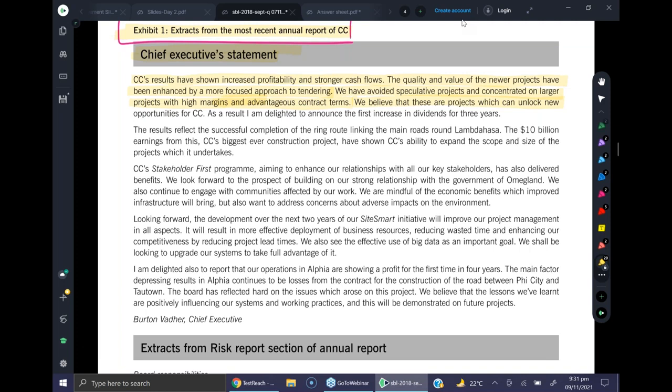Just give me 1 minute. As a result, just a second, guys. Okay.